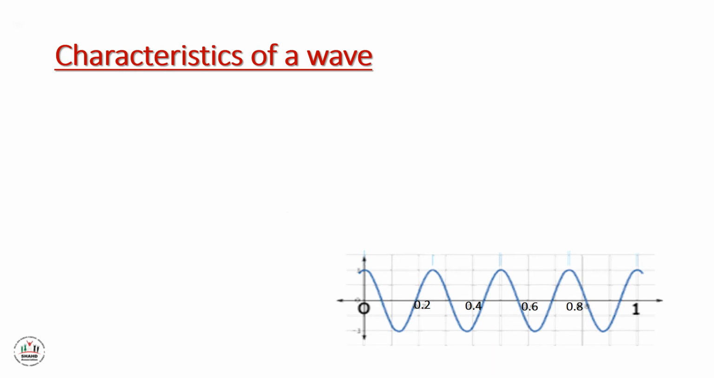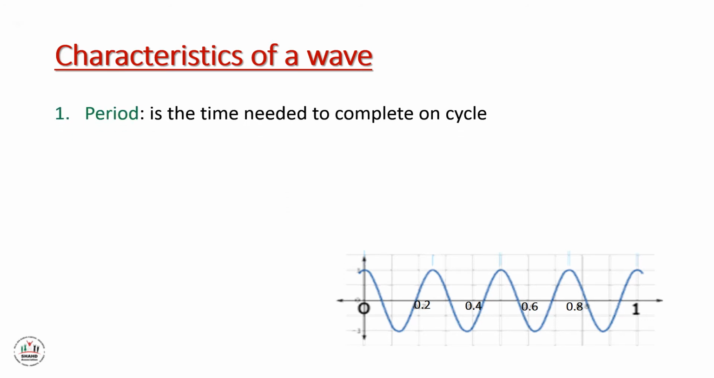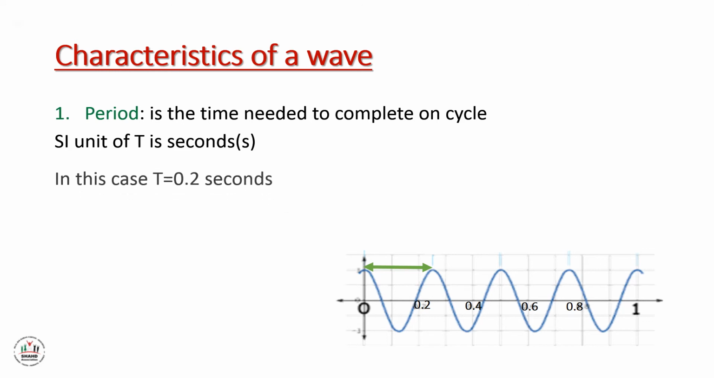Now, we'll move to the characteristics of a wave. The first one is called the period. It is the time needed to complete one cycle. Its SI unit is seconds. Let's see this wave. In this case, if we see the distance from 2 crests or 2 troughs, it gives 0.2 seconds. And this is the period.